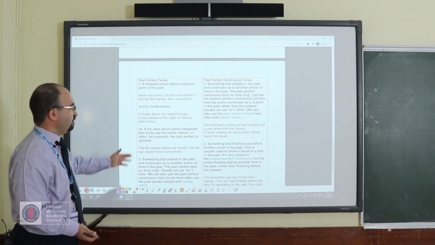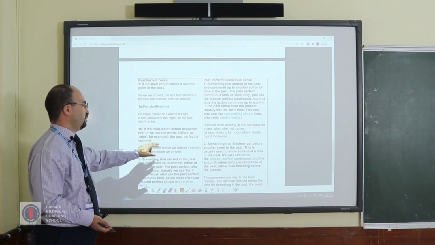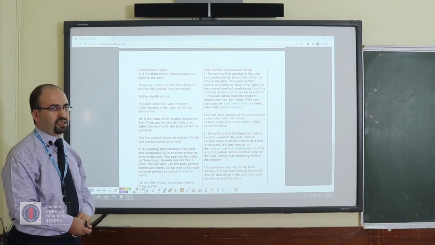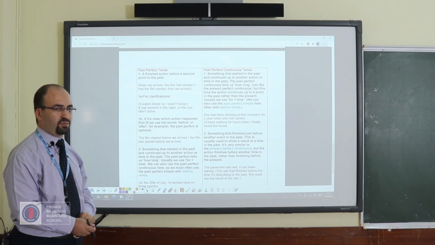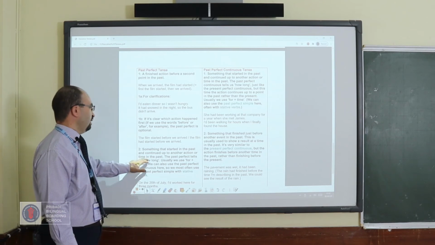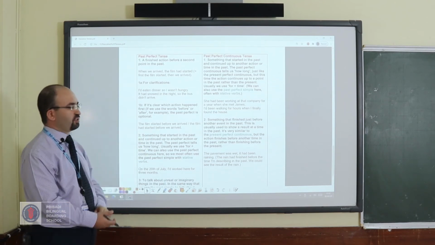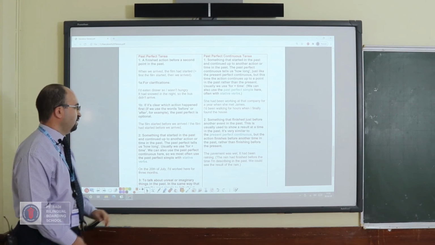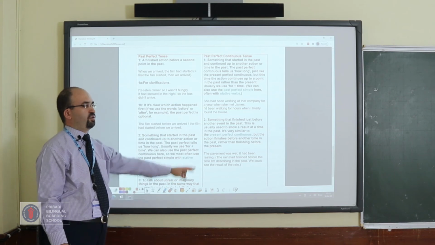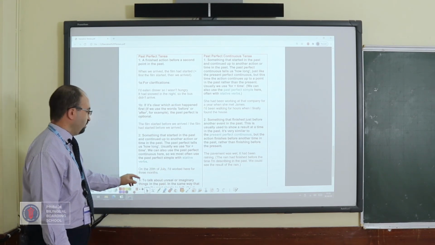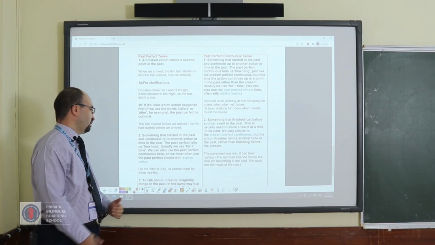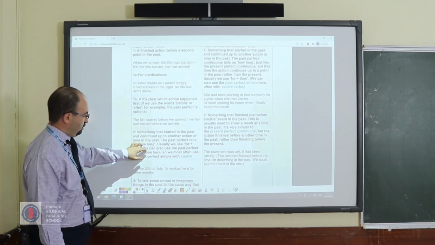Or if it is clear which action happened first, because of phrases like before or after, we may skip using past perfect tense and directly use simple past tense. And when something started in the past and continued up to a certain time, especially when it is a stative verb, we cannot use continuous tenses with stative verbs, so we use it like this. On the 20th of July, I had worked here for 3 months.